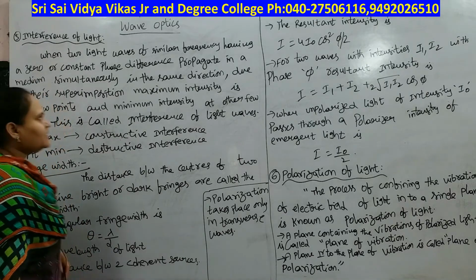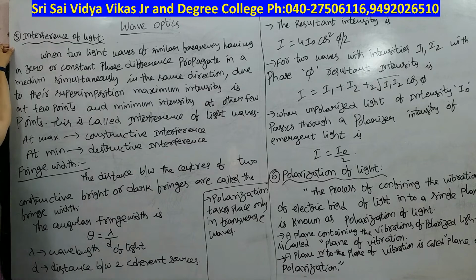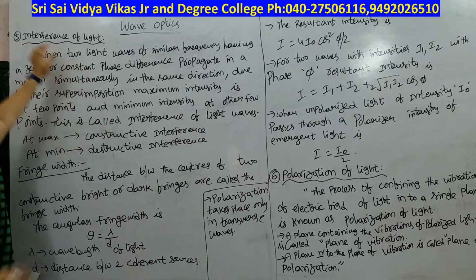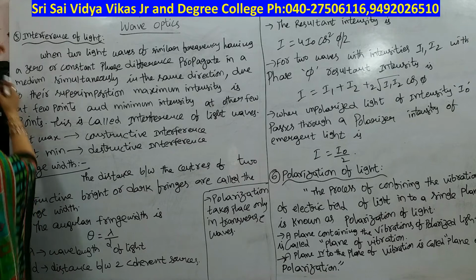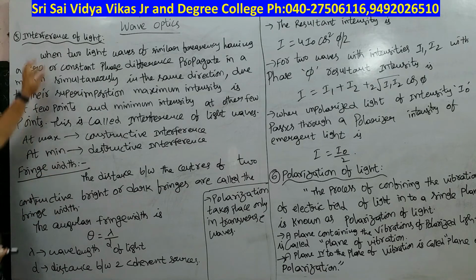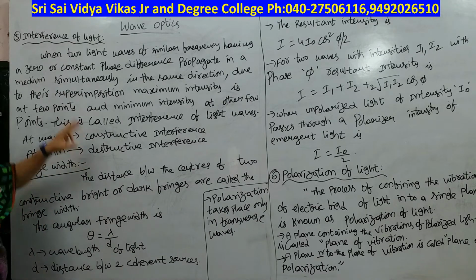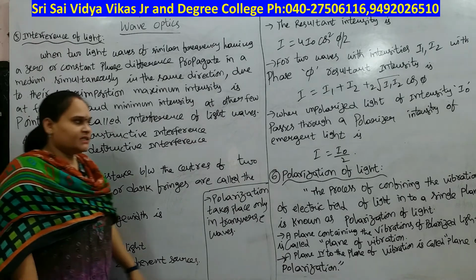And our next topic is the interference of light. Interference of light means when two light waves of similar frequencies having a zero or constant phase difference propagate in a medium simultaneously in the same direction, due to their superimposition, the maximum intensity is at a few points and the minimum intensity at a few other points. Thus, this is called the interference of light waves.